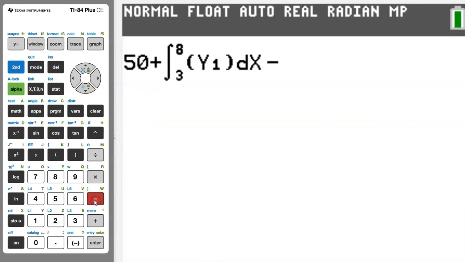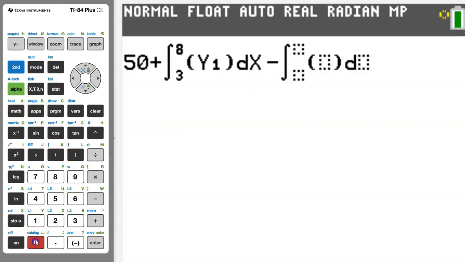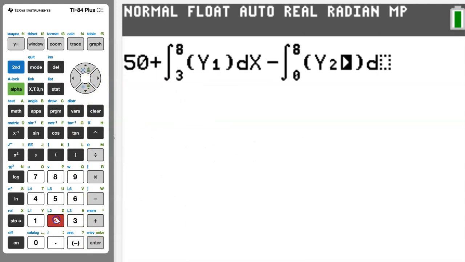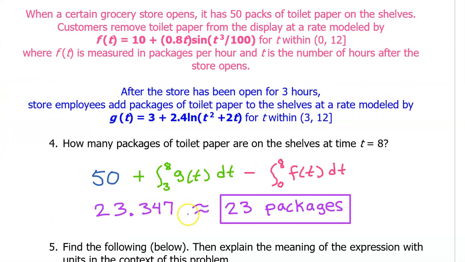Now we must subtract the integral of the rate out. So for the integral, again, we do math 9. This time we're going from 0 to 8. And we're doing the integral of the rate out, which was f at t, which we typed into y2. So for y2, we do vars, yvars, function, and y2. And then just finish that off with a dx, and kabam! 23.347. Rounding to the nearest whole number, that's 23 packages.